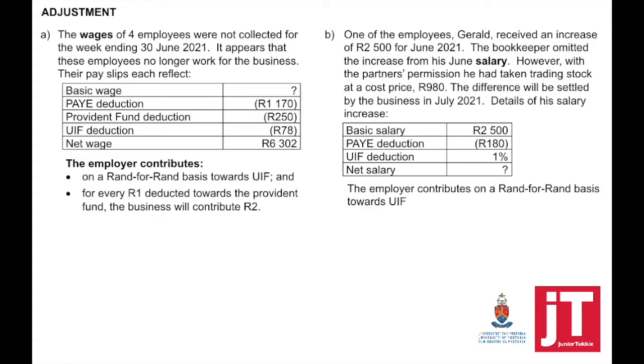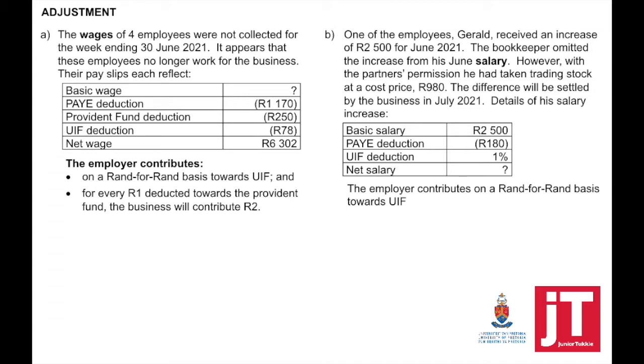If we look at the adjustments, adjustment number A, the wages of 4 employees were not collected for the week ended 30 June 2021. It appears that these employees no longer work for the business. So this means it must be taken out.